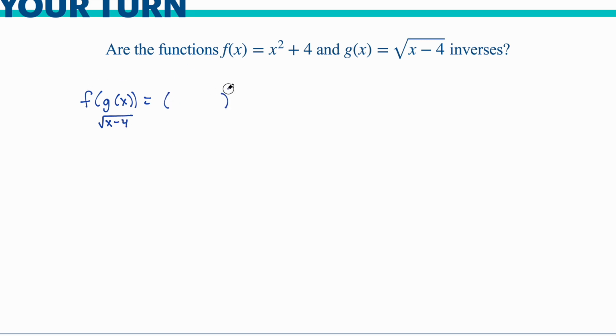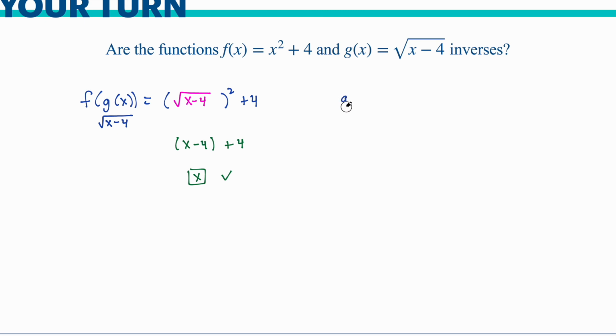So f is x squared plus 4. But instead of x, I'm going to put in x minus 4. And so now let's actually reduce this. Well, first, I see a square root and a square, they cancel, leaving me x minus 4 on the inside, and then I have a plus 4. And a negative 4 and plus 4 give me x. So that did work.